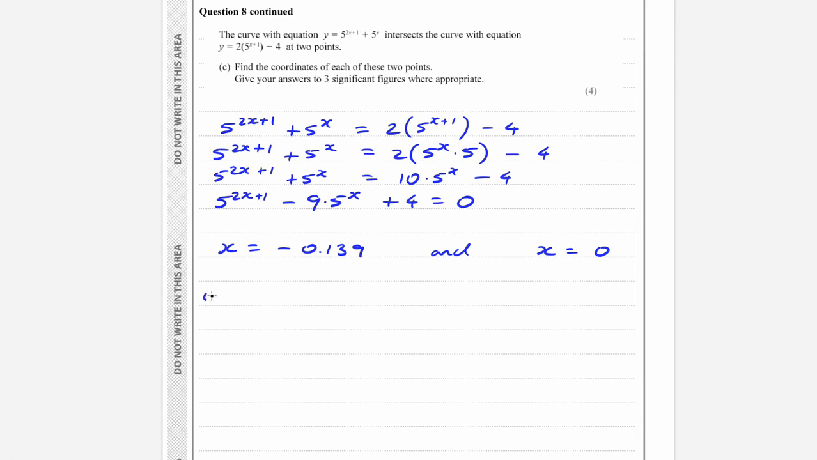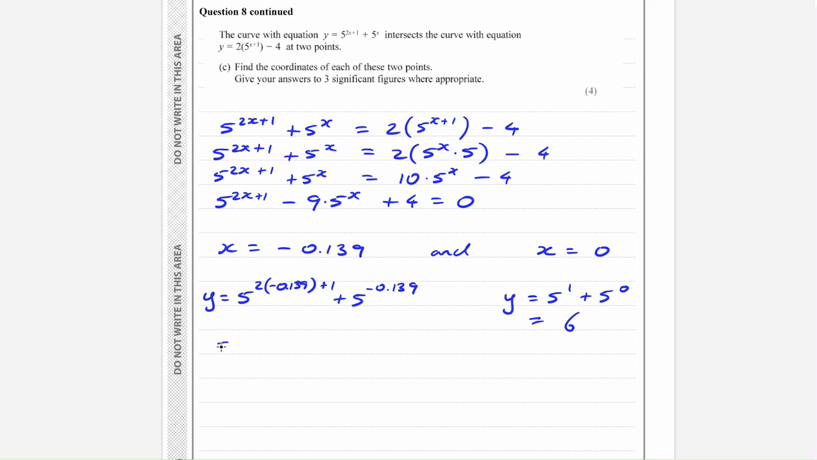So let's just do y equals 5 to the 2 of these, minus 0.139, plus 1, plus 5 to the power of the same 0.139. And this one will just be y equals 5 to the 0 plus 1, which is 1, plus 5 to the 0. This one's easy, guys. It's just 5 plus 1. 5 to the 0 is 1. 5 plus 1 is 6.